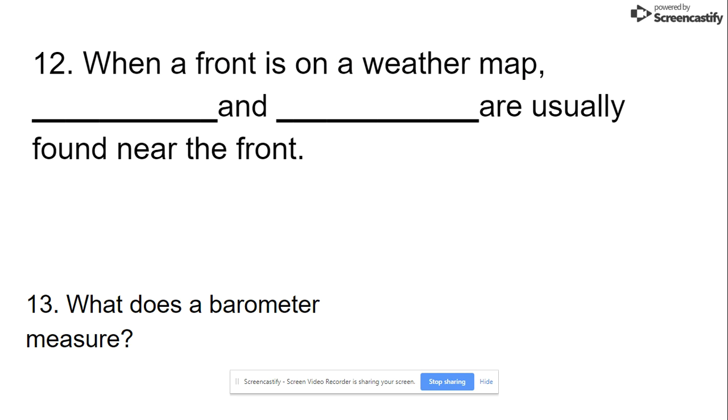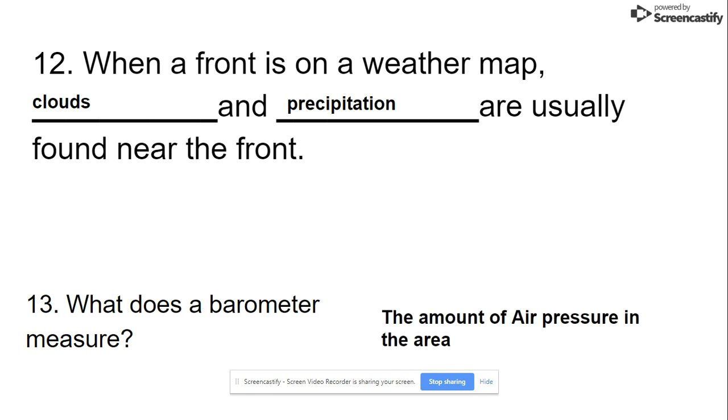When a front is on a weather map, clouds and precipitation are usually found near the front. What does a barometer measure? A barometer measures the amount of air pressure in the area.